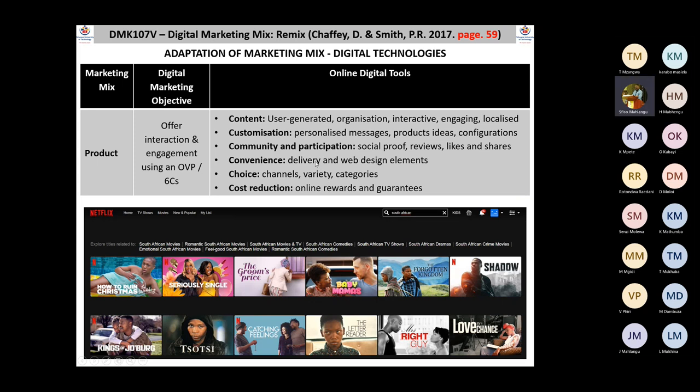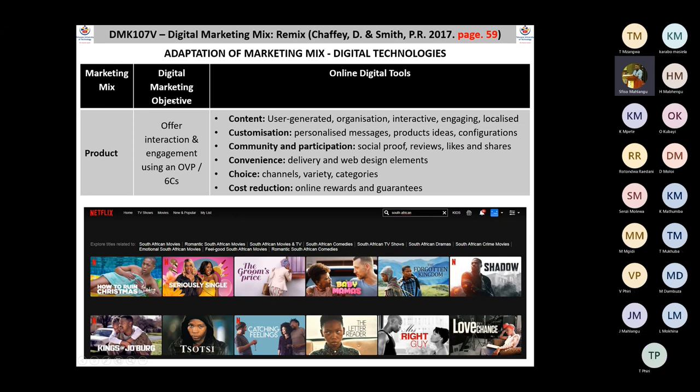And this variable is product. So now when we develop a digital marketing plan, you will see in the second column, the objective when we try to incorporate the product into the digital mix, we want to offer interaction. And we also want to offer engagement using the online value propositions, which are referred to as the 6 C's. So in the textbook, that's on page 59.